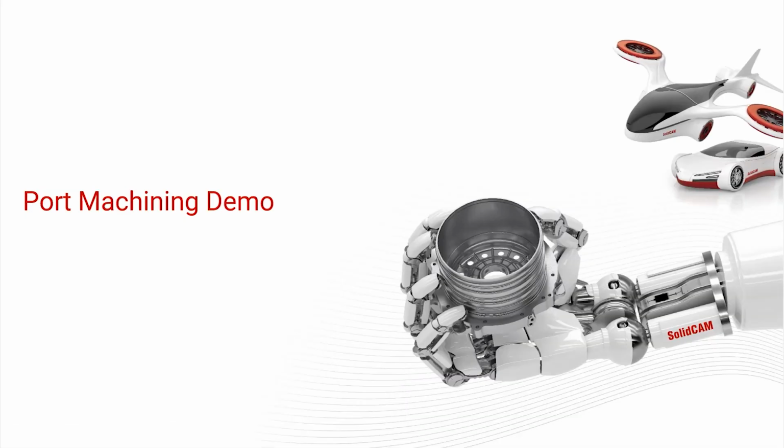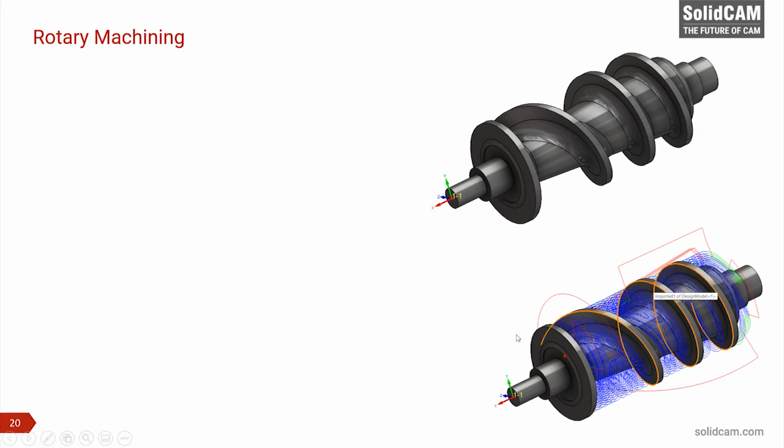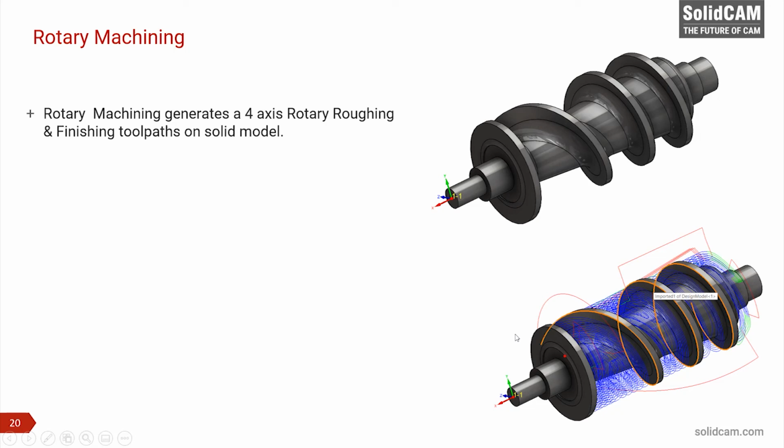Okay, let's go to the rotary machining. Rotary machining generates 4-axis rotary roughing and finishing toolpaths directly on the solid model. You don't need to specify anything. Parts like these can be done using the rotary machining. Rotary machining can also be applied for turbine blades to do roughing. We support 3 types of tools: bullnose, ballnose, and end mills.